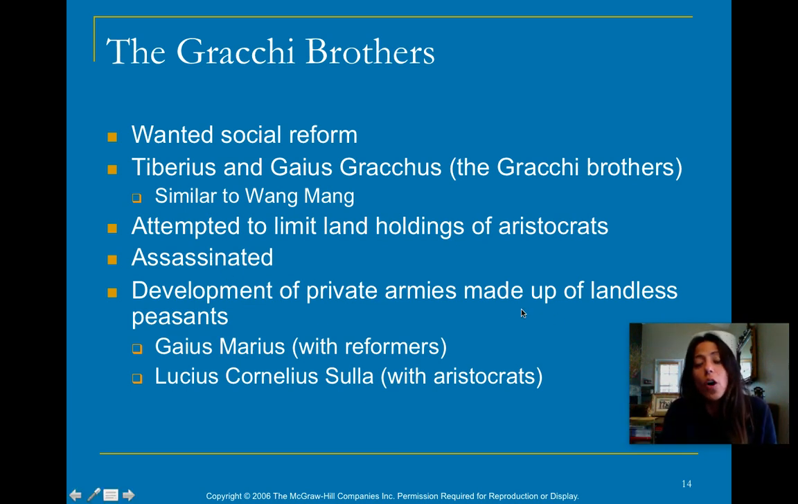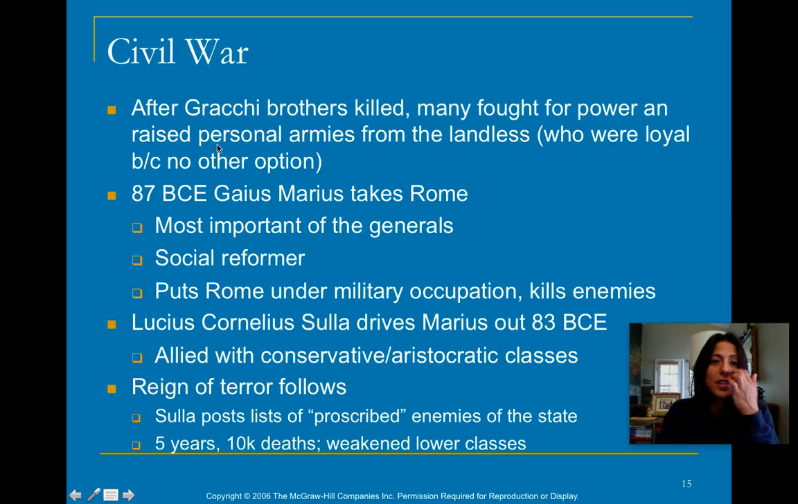And to make matters worse, these generals that are fighting for power recruit soldiers from the landless peasants that are all over the place, because nobody has land. They need some way of making money. They become soldiers. So they're either rural landless peasants or urban landless peasants. There are two major armies, one of Gaius Marius, who's really important. He's with the reformers, who want things to change, and one of Lucius Cornelius Sulla, who's an aristocrat. He doesn't want things to change. He's with the conservatives. Okay, so there's going to be a civil war.